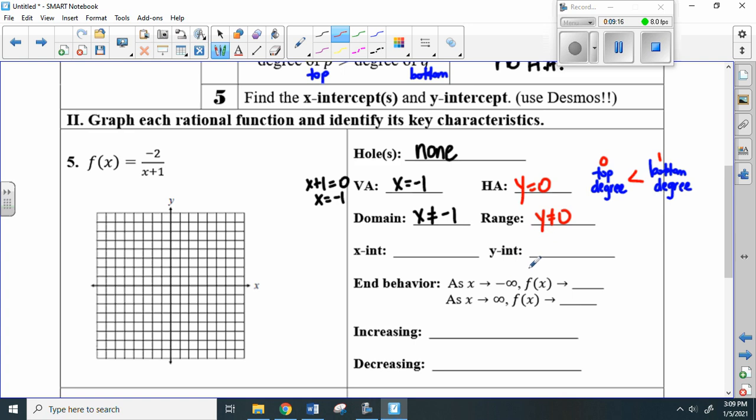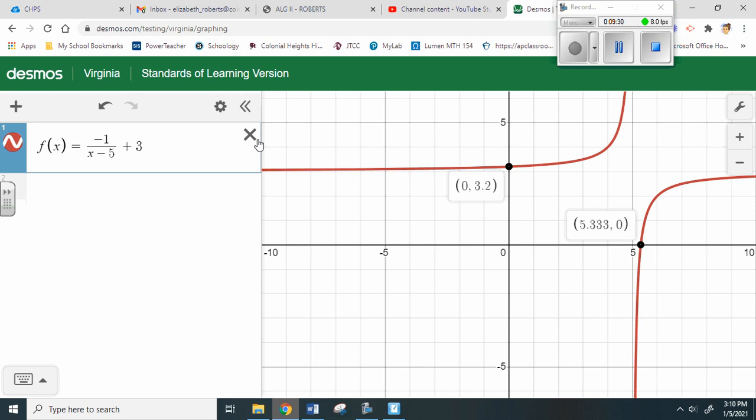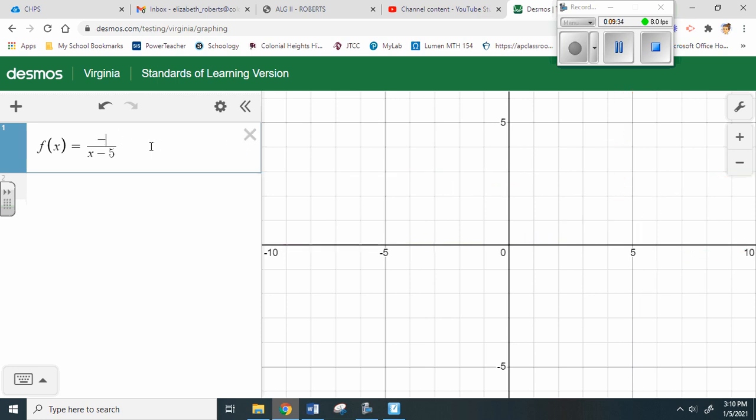The rest of it is graphing using Desmos to get your x-intercept and your y-intercept, and then plotting your points. Okay, so I'm sorry about that yawn. All right, so I'm going to go over here to Desmos. I need a -2 on top and an x plus 1 on the bottom.